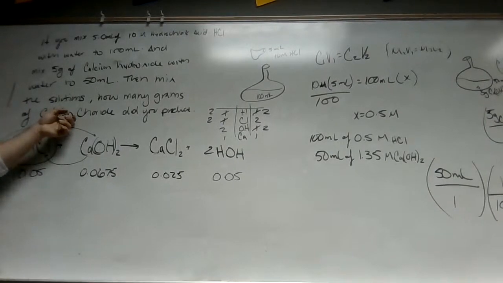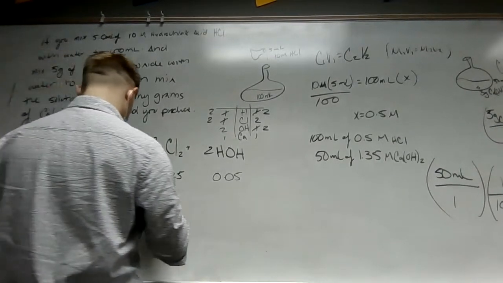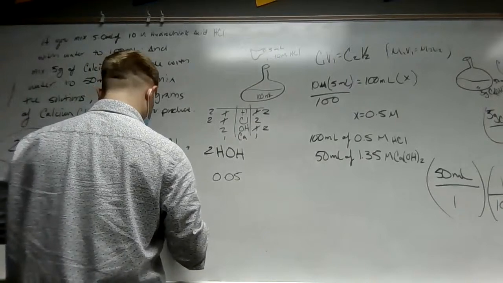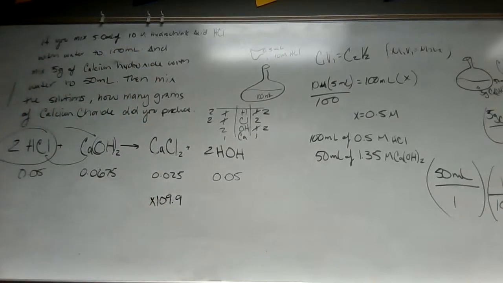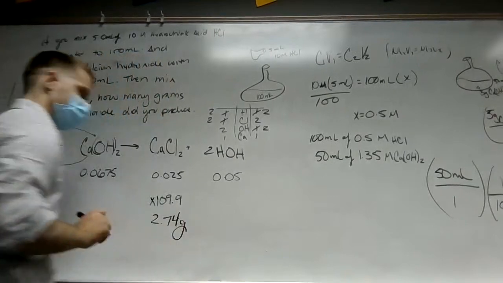We want grams, so we can go through and multiply that times the molar mass. What's the molar mass of calcium chloride? 109.9. So 2.74 grams. Fine.